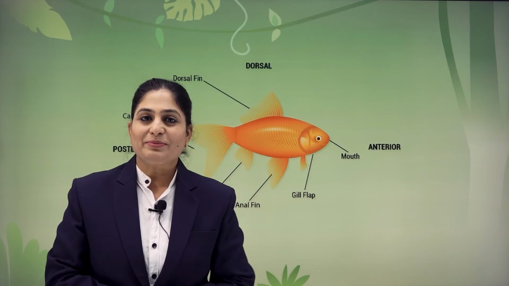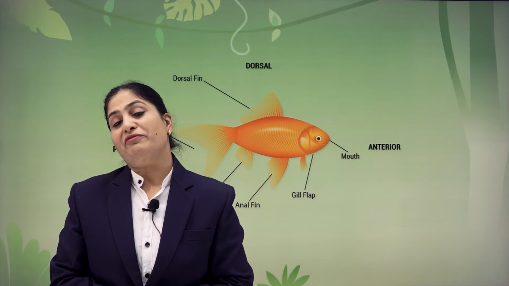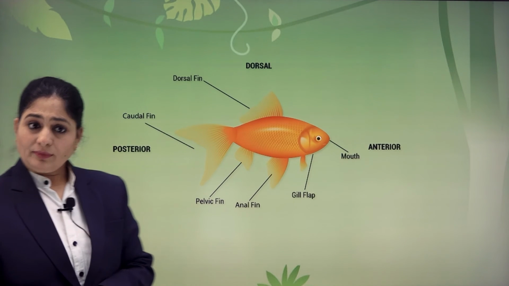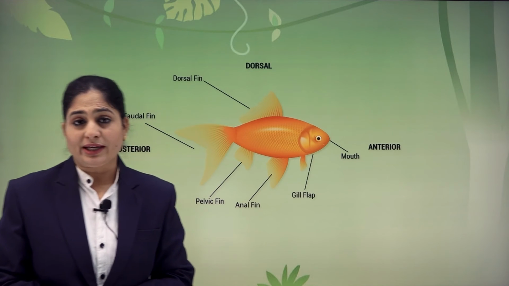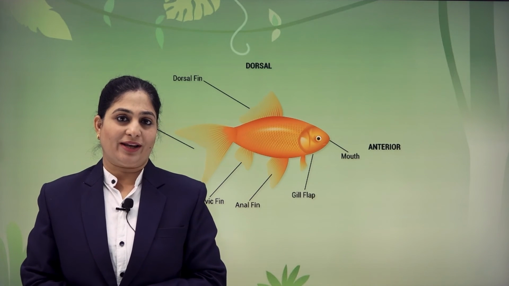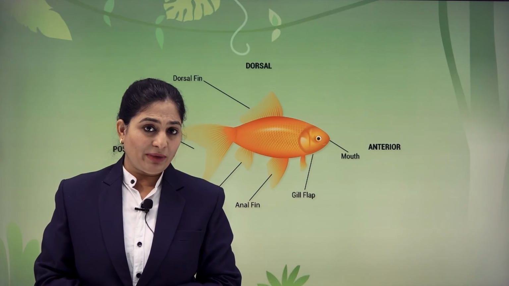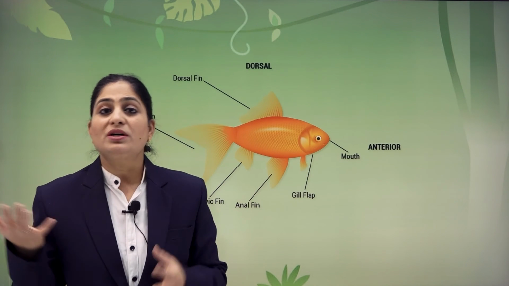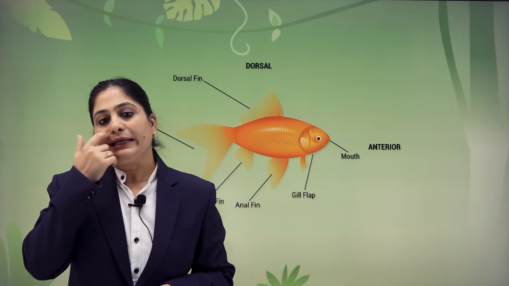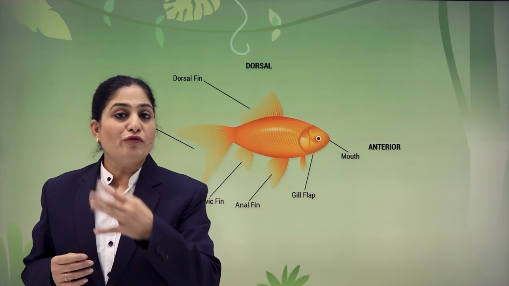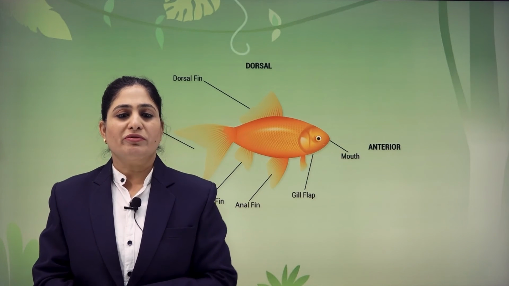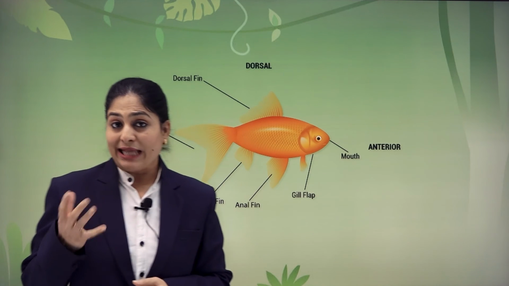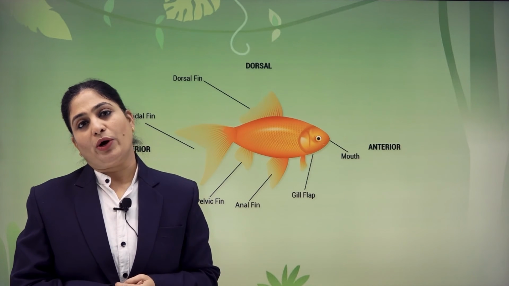So let us discuss the adaptation in fishes. Here you can see the picture of a fish. The very first and very important thing is that it has a streamlined body. Streamlined body means tapered at both ends, so that it experiences less resistance and can easily swim in water. So a very important adaptation in fishes is the streamlined body.